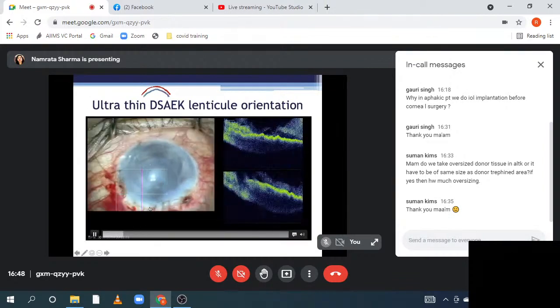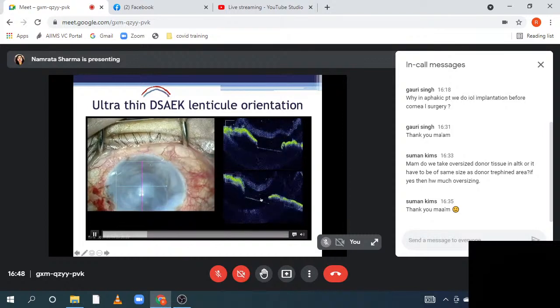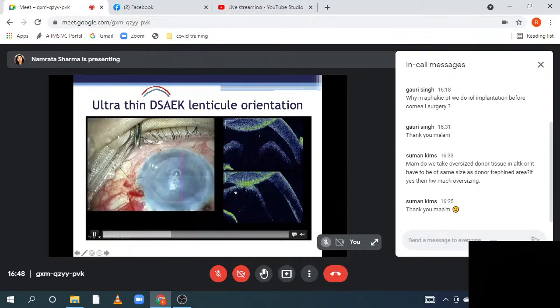Now, there can be problems sometimes with the ultra-thin DSEC. It's so thin that it kind of inverts in your operating microscope. So what you can do is look at the intraop OCT microscope and get it into the correct configuration.